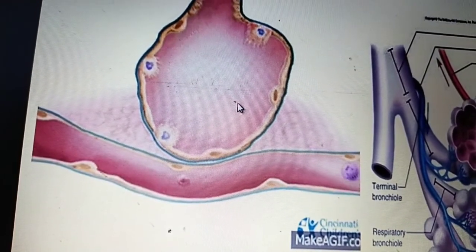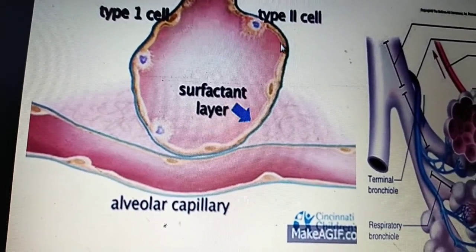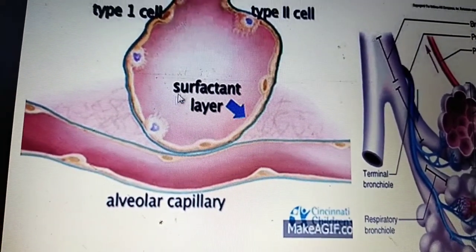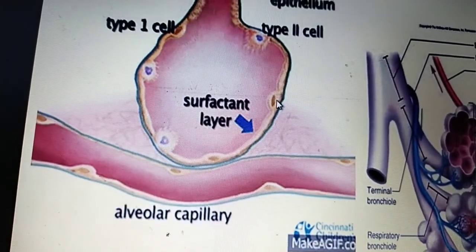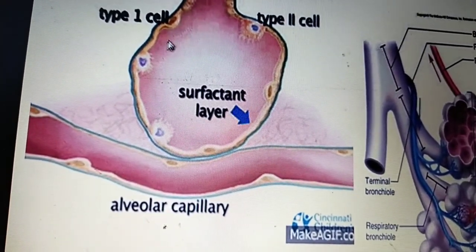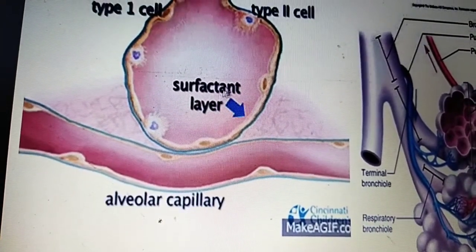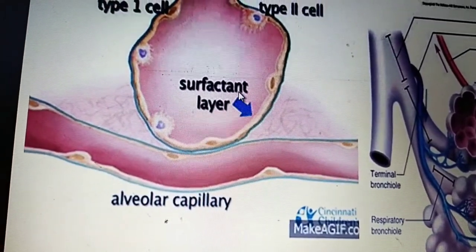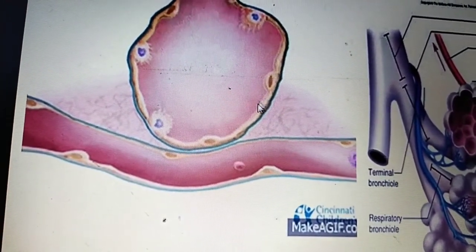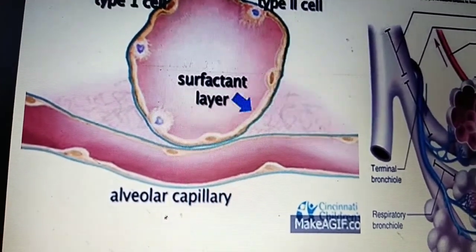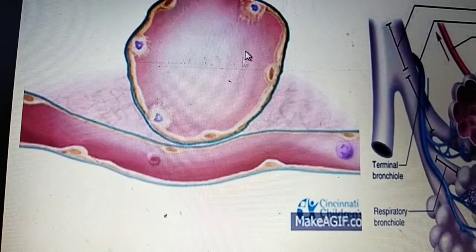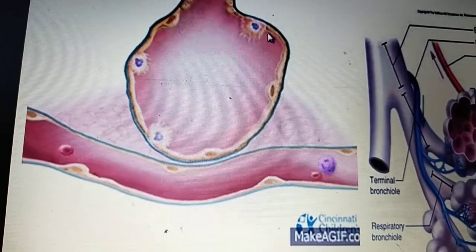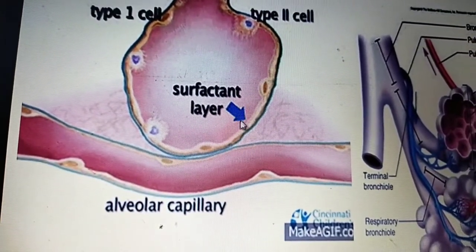These type 2 cells secrete the surfactant. Then what is meant by surfactant? It is a very important layer present on the inner surface of the alveoli. If the surfactant does not work properly, the alveoli may not expand and no gas exchange will occur. If the surfactant layer is disturbed, it leads to ARDS, acute respiratory distress syndrome, where most of the time the surfactant is lost.